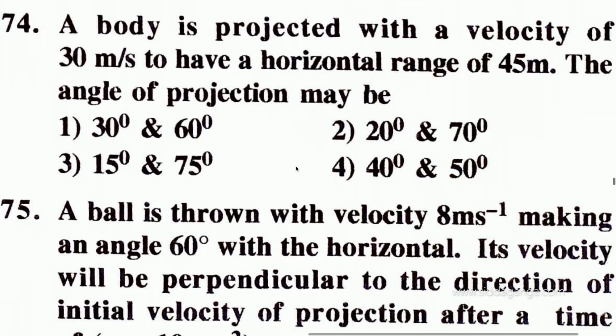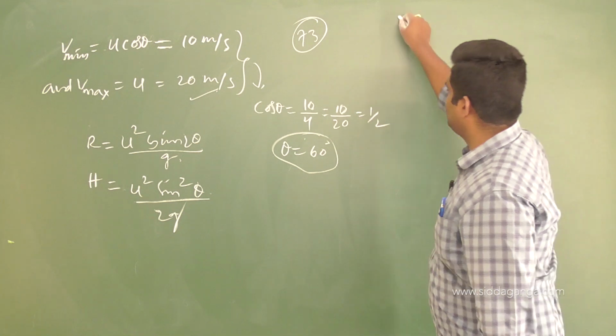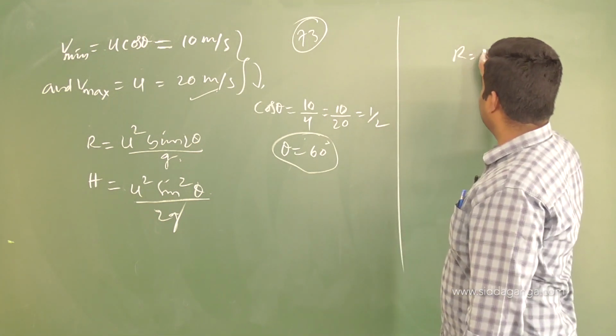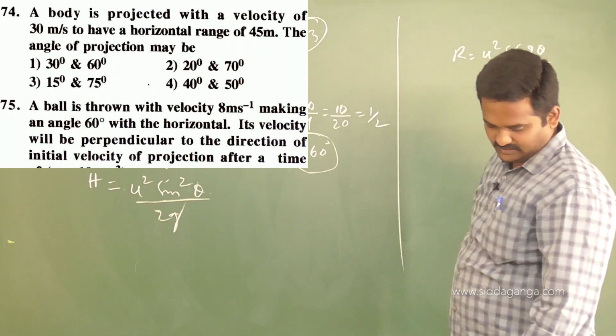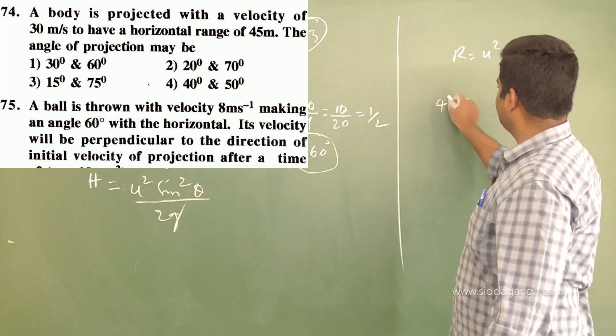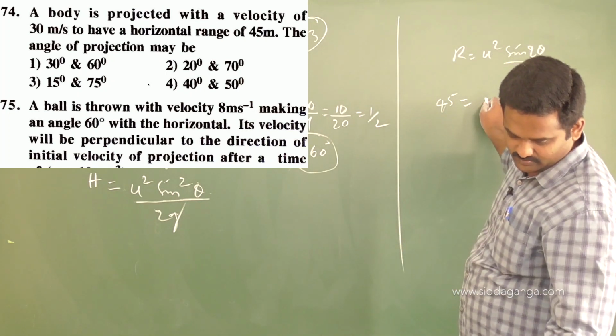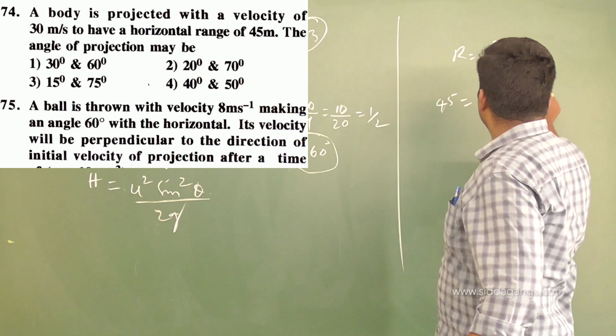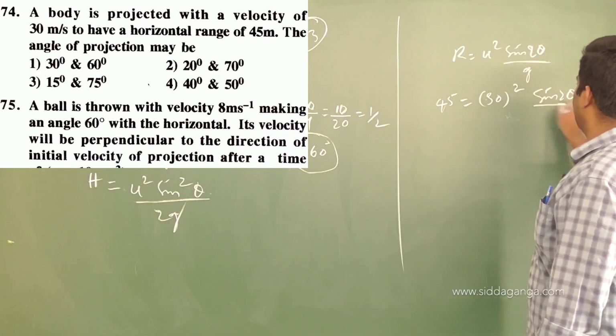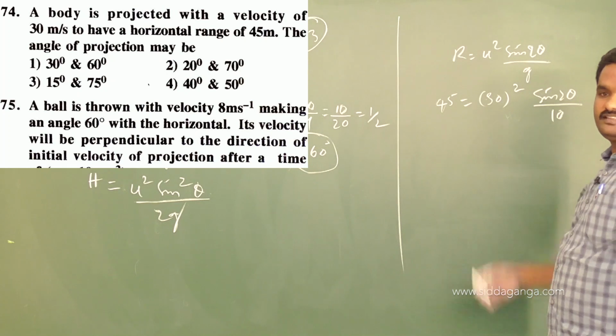74th problem. A body is projected with a velocity of 30 meter per second to have a horizontal range of 45 meters. Then the angle of projection may be? Initial velocity is 30, range is given. What is the formula for range? R equals u square sine 2 theta by g. Range is 45 meters, equals 30 whole square into sine 2 theta divided by 10. We have to solve for theta in this equation.